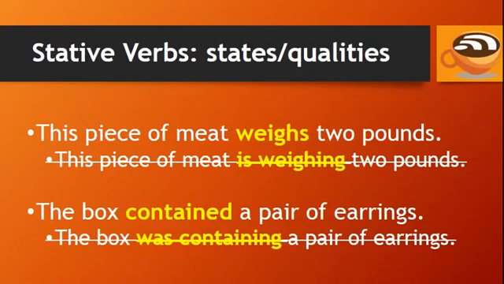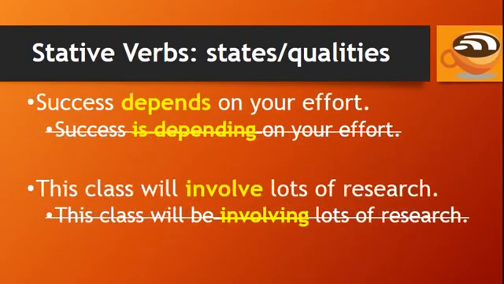Here are a couple more examples of stative verbs describing states or qualities. This piece of meat weighs 2 pounds, not this piece of meat is weighing 2 pounds. The box contained a pair of earrings, not the box was containing a pair of earrings. Success depends on your effort, not success is depending on your effort. This class will involve lots of research, not this class will be involving lots of research.